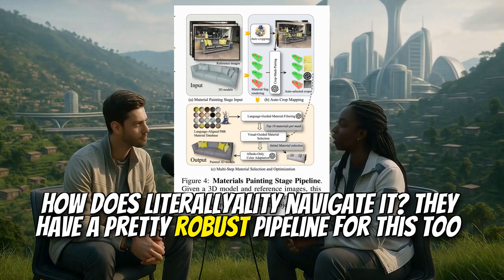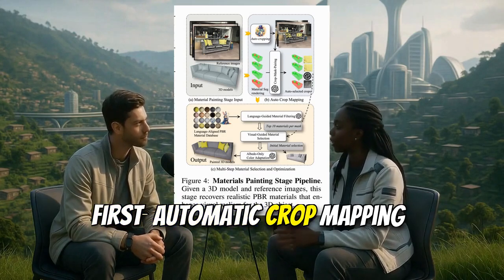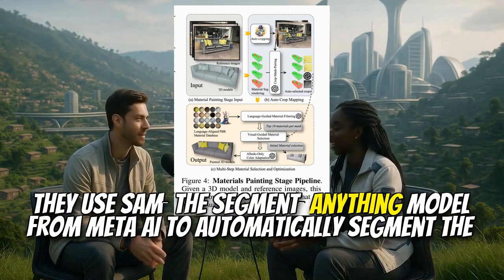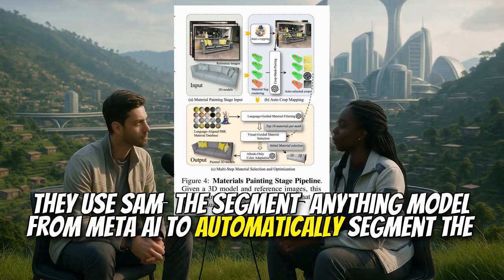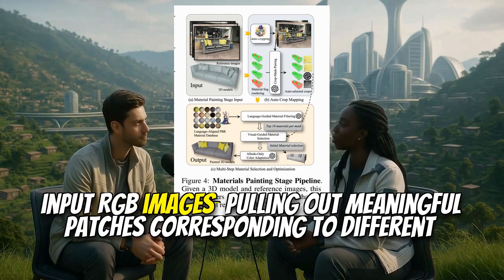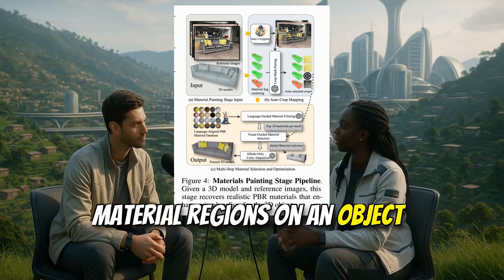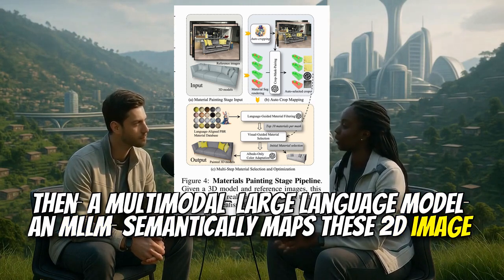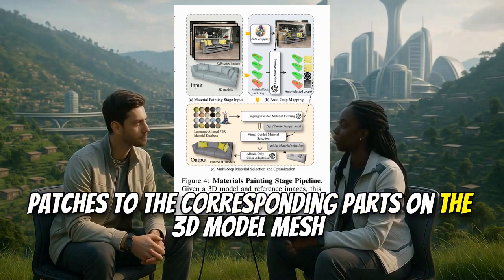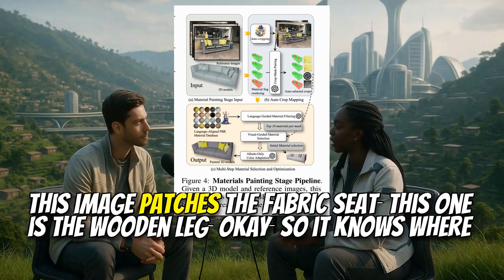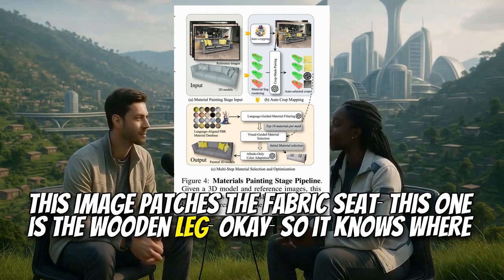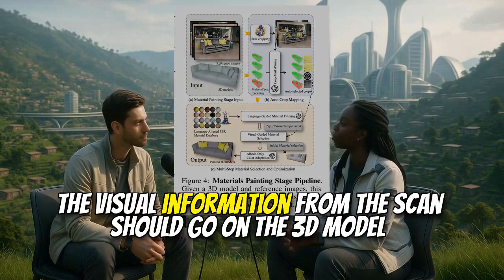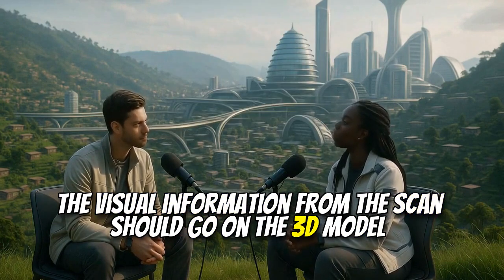They have a pretty robust pipeline for this too. First, automatic crop mapping. They use SAM, the Segment Anything model from Meta AI, to automatically segment the input RGB images, pulling out meaningful patches corresponding to different material regions on an object. Then a multimodal large language model, an MLLM, semantically maps these 2D image patches to the corresponding parts on the 3D model mesh. Like this image patch is the fabric seat, this one is the wooden leg.